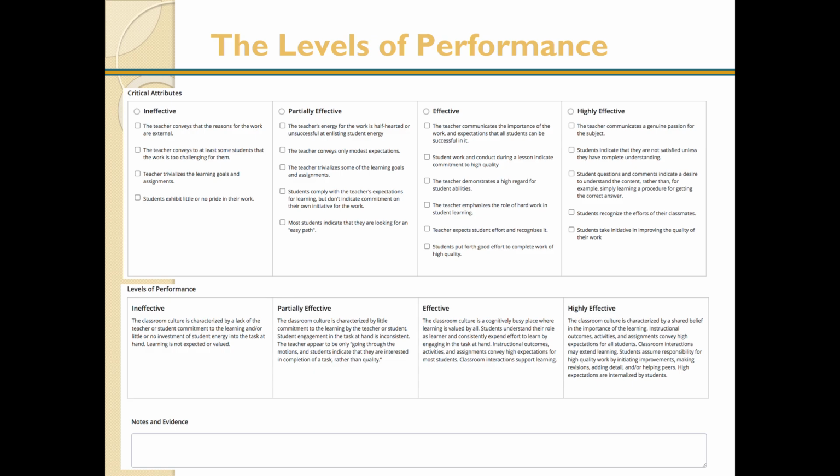And for highly effective, the classroom culture is characterized by a shared belief in the importance of the learning. Instructional outcomes, activities, and assignments convey high expectations for all students. Classroom interactions may extend learning. Students assume responsibility for high-quality work by initiating improvements, making revisions, adding detail, and/or helping peers. High expectations are internalized by students.